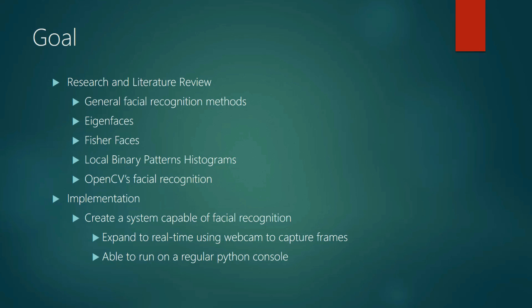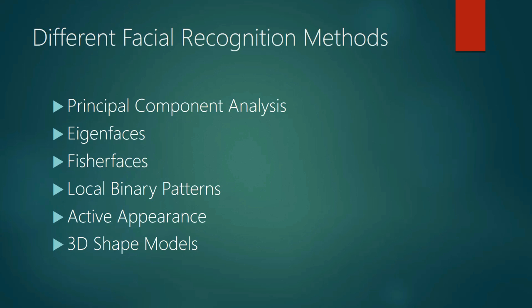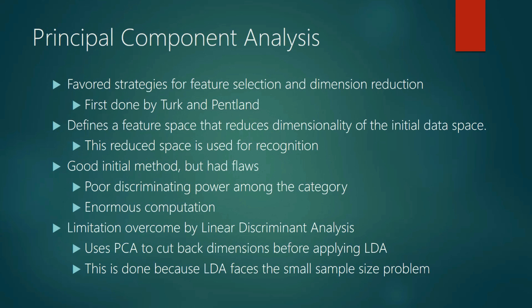The implementation, as I said earlier, is again done using the Python language and the OpenCV library. So as I discussed, the principal component analysis technique is one of the most favored strategies for feature selection and dimension reduction. It was first done by Turk and Pentland, and it defines a feature space that reduces the dimensionality of the initial data space. This reduced space is then used for recognition. It was a good initial method, but it had many flaws, like the poor discriminating power among the categories and the enormous computation that is required by this method.